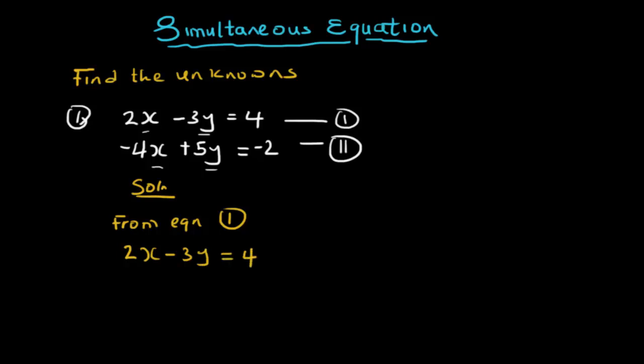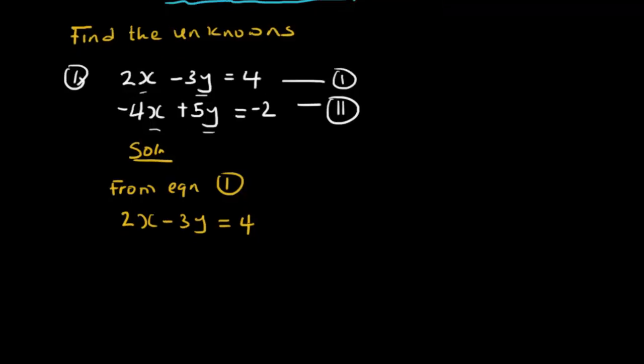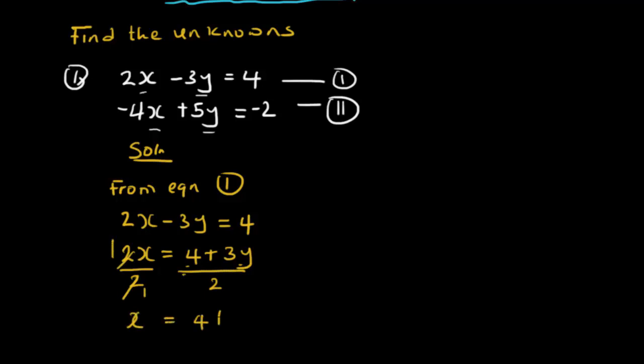Now remember, you want to make one of the variables the subject of the formula. So minus 3y, we go to the other side. So I'll be having 2x equals 4. When minus 3y moves to the other side, it becomes plus 3y. Now please don't add these two things, you can't add them up. What we want to make the subject of the formula is x, not 2x. So to make x the subject of the formula, we divide both sides by 2. So 2 here 1, 2 here 1. So I'm left with x equals 4 plus 3y all over 2.